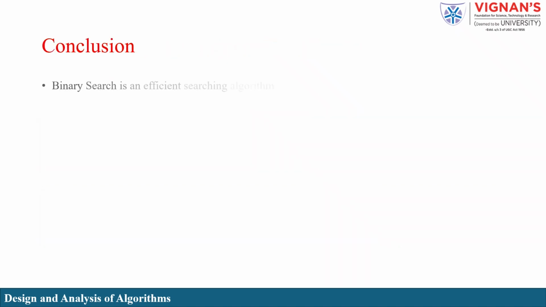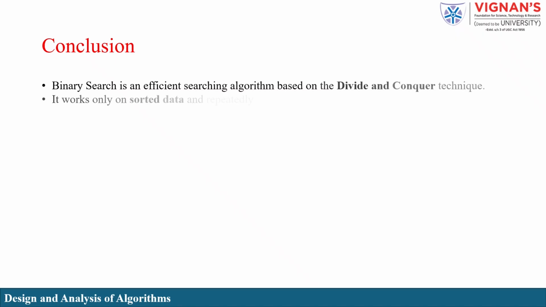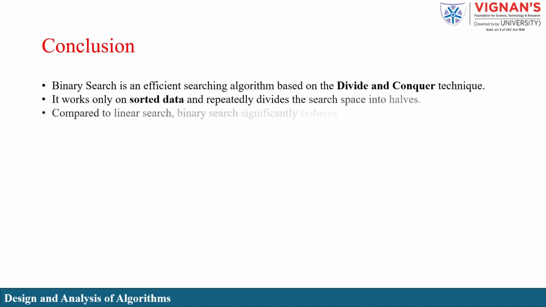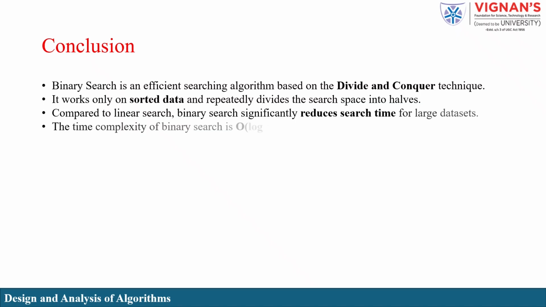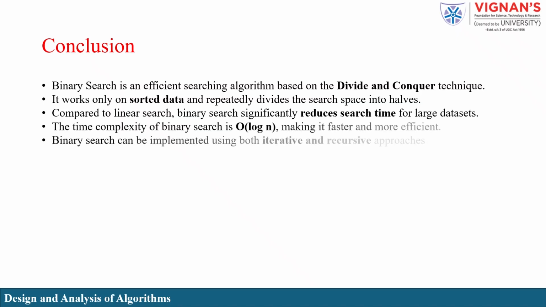Conclusion: binary search is an efficient searching algorithm that works on sorted data, using the divide and conquer technique. It significantly reduces search time and can be implemented using both iterative and recursive methods.